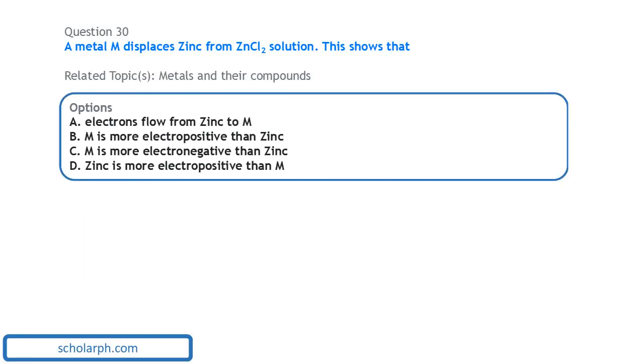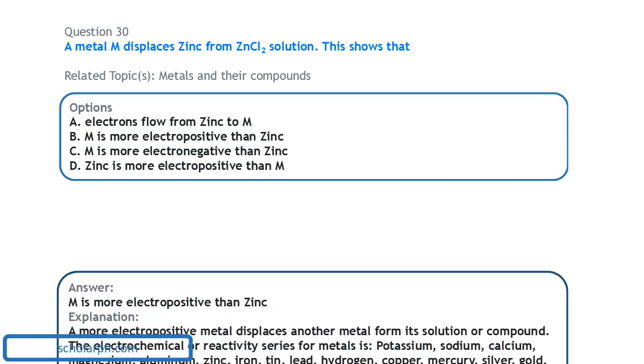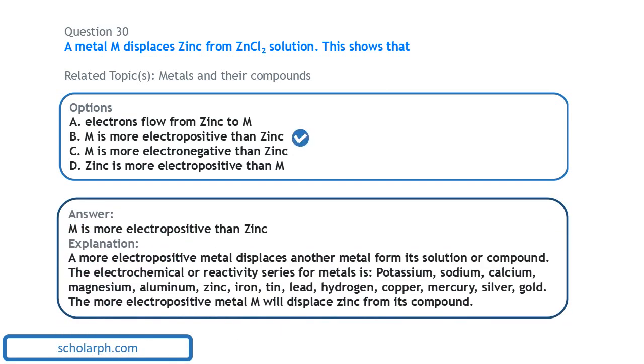Next question here. A metal M displaces zinc from zinc chloride. This shows that the metal M is more electropositive than zinc. A more electropositive metal is going to displace another metal that is less electropositive compared to it. So that M displaces zinc from its solution means that metal M is more electropositive than zinc.